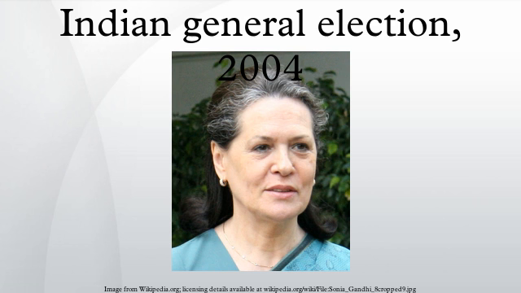BJP and Allies, 185: Bharatiya Janata Party, 138; Shiv Sena, 12; Biju Janata Dal, 11; Shiromani Akali Dal, 8; Janata Dal, 7; Nationalist Trinamool Congress, 2; Nagaland People's Front, 1; Mizo National Front, 1. Left parties, 60: Communist Party of India (Marxist), 43; Communist Party of India, 10; Revolutionary Socialist Party, 3; All India Forward Bloc, 3; LDF-supported Independent, 1.